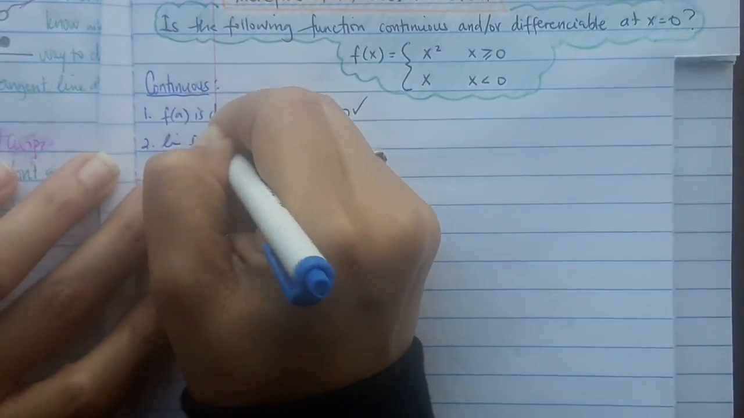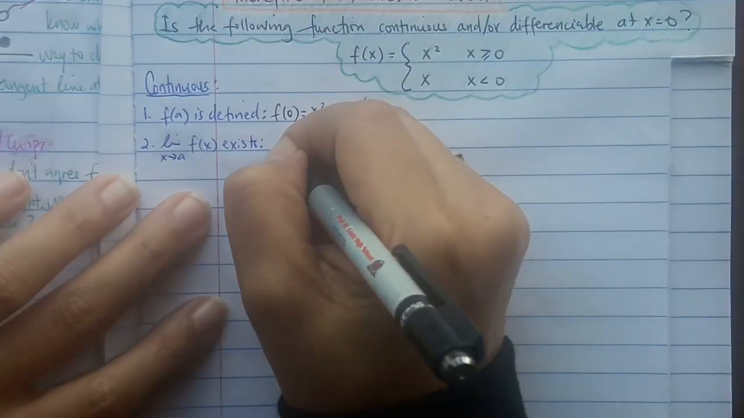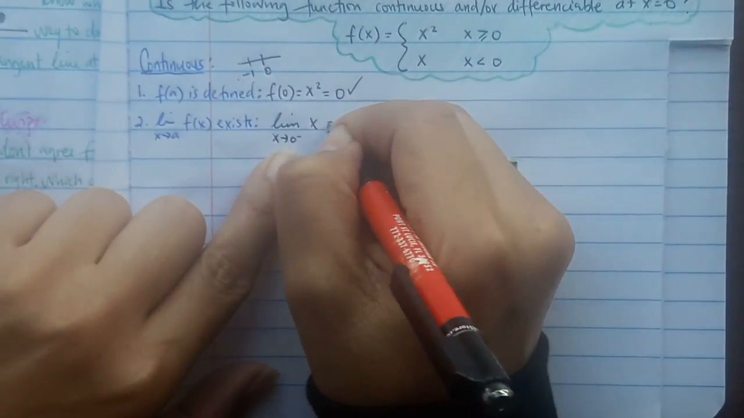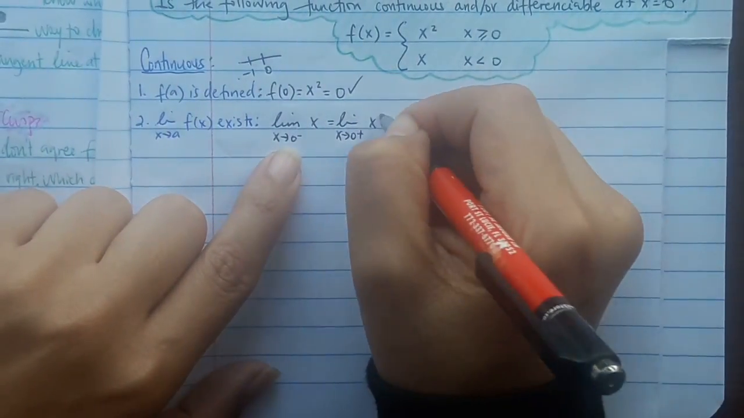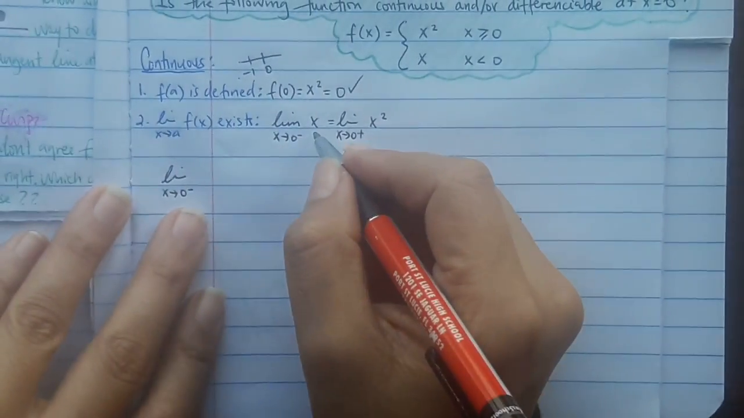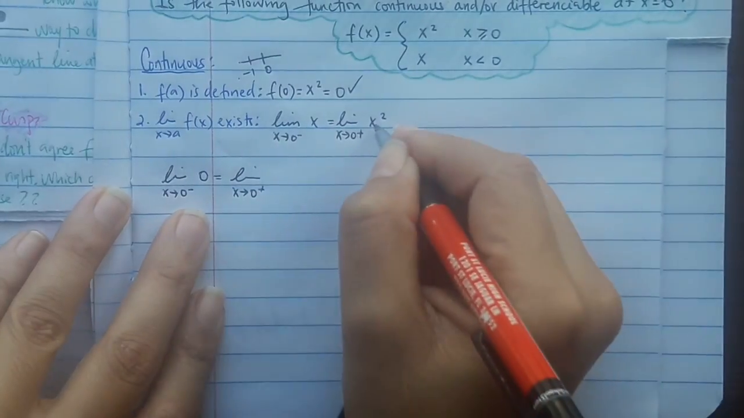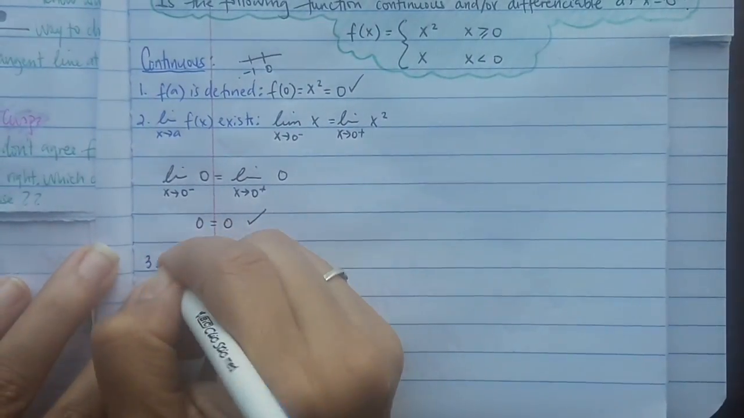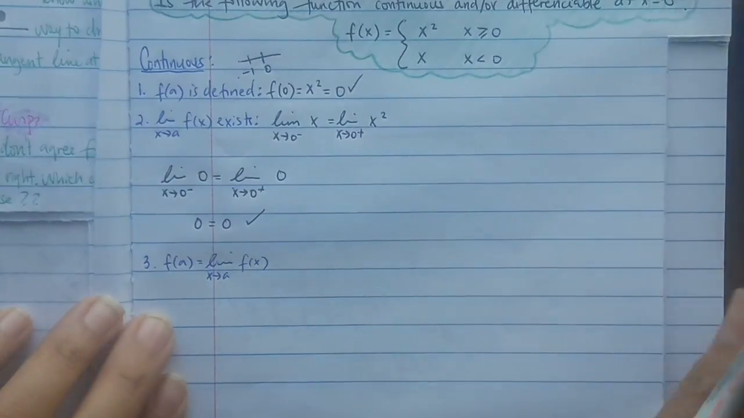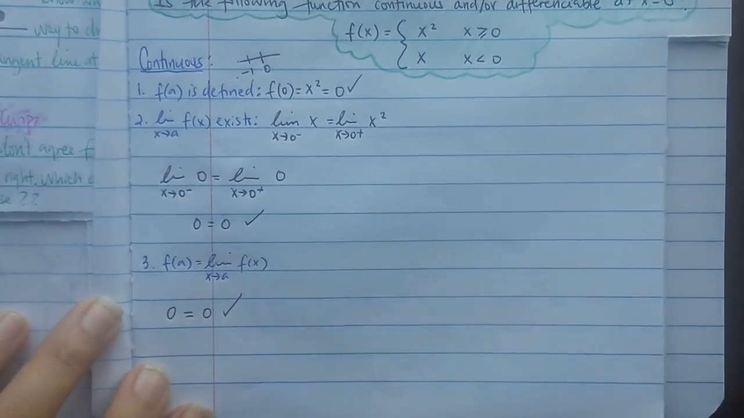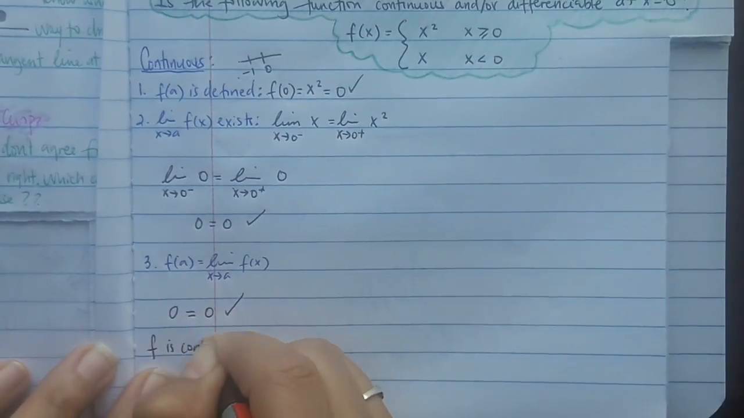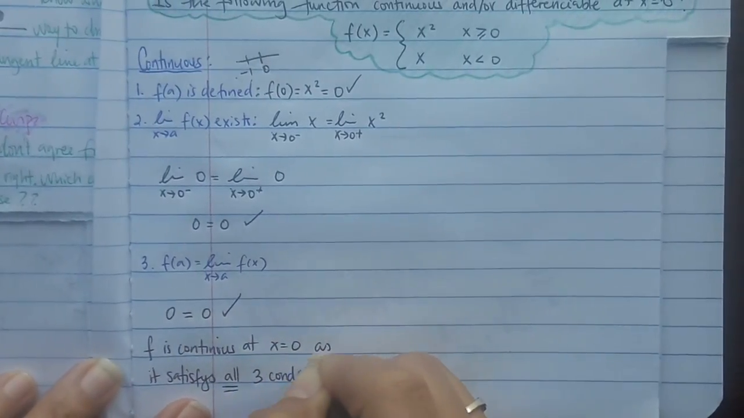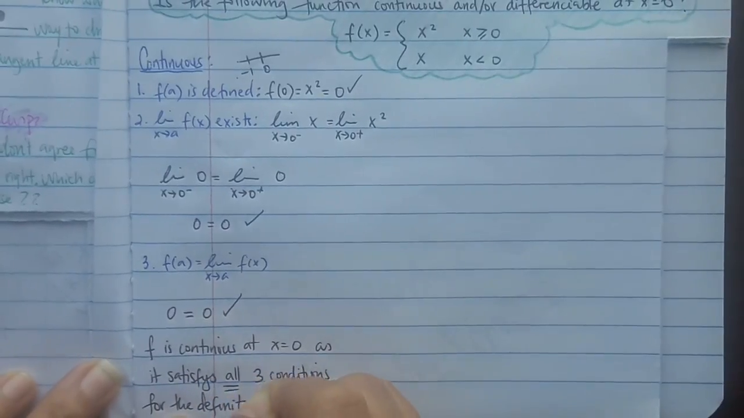Number 2, does the limit as x goes to a of f of x exist? Which we all know means the limit from the left of 0 of f of x, which is x, equals the limit as x goes to the right of 0, which is x squared. Does that exist? Putting in 0, we get 0 from the left, and from the right it's 0 squared, which is also 0. Therefore, the limit as x goes to 0 is 0. And then finally, does f of a equal the limit as x goes to 0? Yes, it does, because 0 is equal to 0. So f is continuous at x equals 0 as it satisfies all 3 conditions for the definition of continuity.